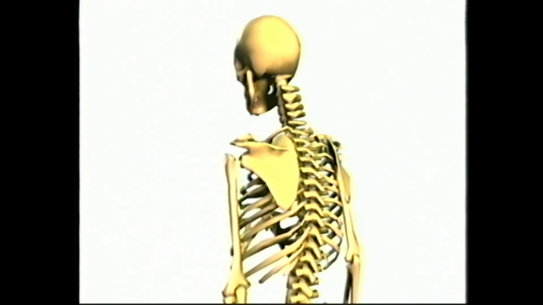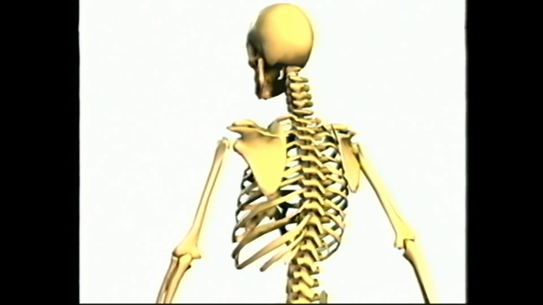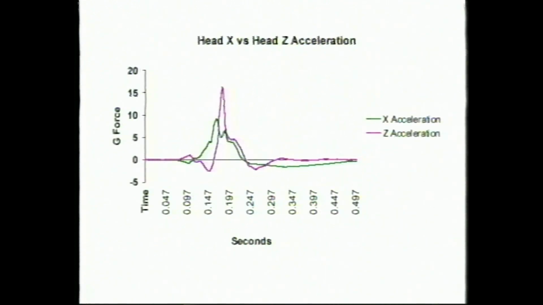X acceleration, however, is not handled as well by the body and results in what is known as shear forces. Even moderate shear forces can result in injury. Some scientists noticed upon examining occupant test data that the peak X acceleration happened to occur at nearly the exact same moment as the peak Z acceleration.